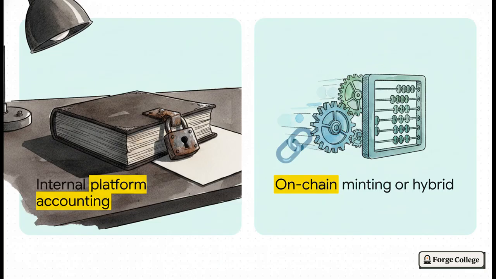The decentralized alternative? On-chain minting or hybrid roots of trust. That means the open source code and the community verify the transactions, not a private middleman. You get undeniable transparency and verifiable settlement.